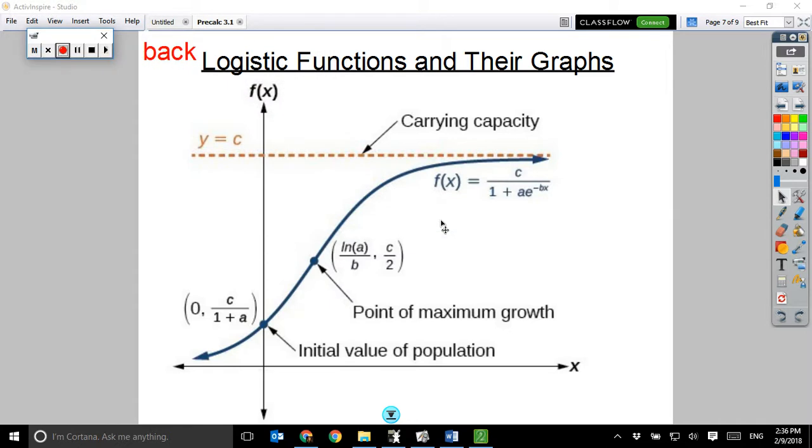Alright, so we're going to talk about this thing called a logistic function. I'll go ahead and point out that a logistic function has this general equation. You're going to want to write that down. Okay, and a logistic function looks like this.